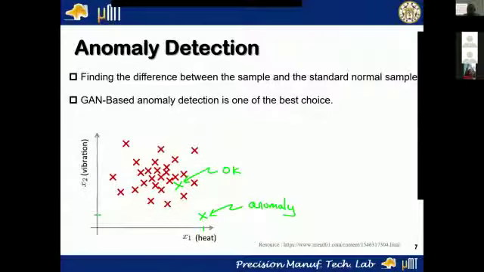The lack of defect samples is a big issue in industrial inspection. Therefore, anomaly detection has become a significant method. It detects the sample by finding the difference between the sample and the standard normal sample. It only needs normal samples during the training process.